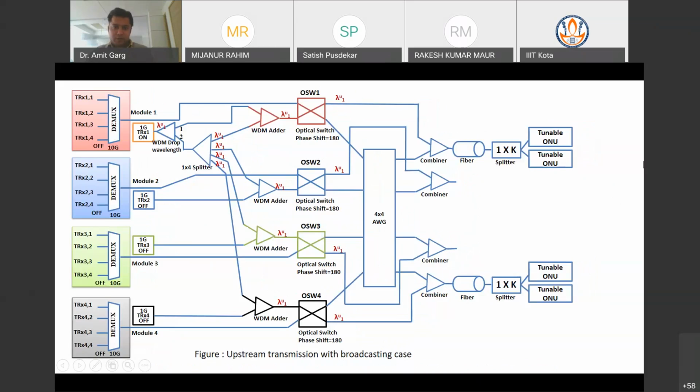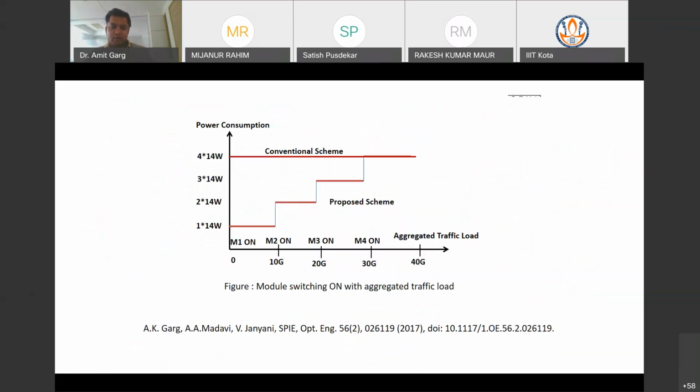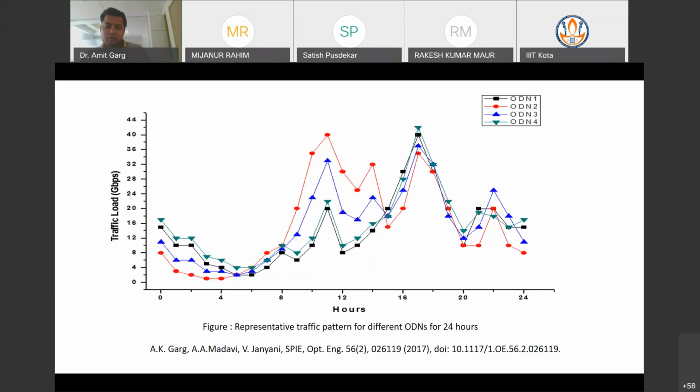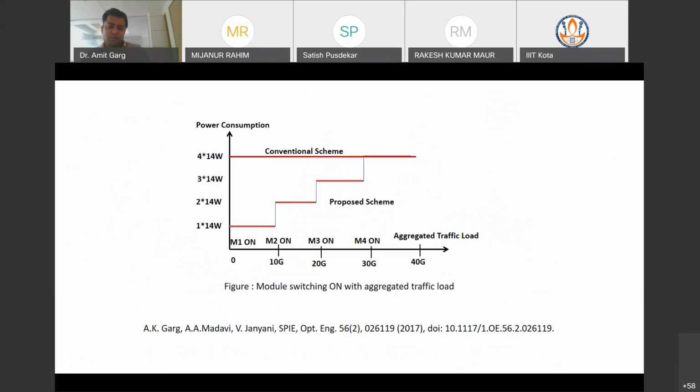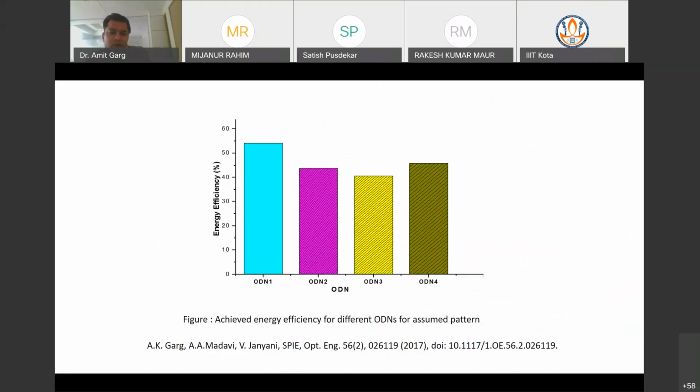So this is for the upstream direction. This is the structure, basically what the wavelengths ODN 1, 2, 3, 4 are receiving. And for some particular traffic pattern, if we just see the energy efficiency of this architecture, then it is also in the range of 40 to 50%. So we can save some amount of energy in this case also.